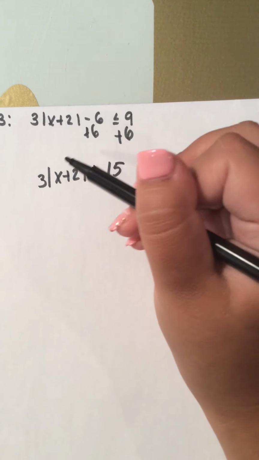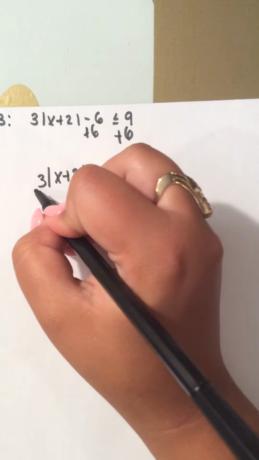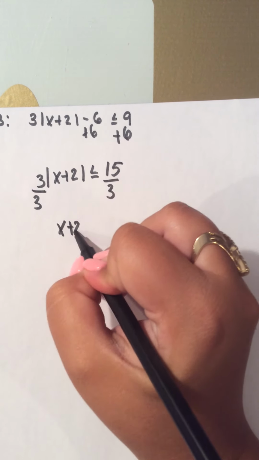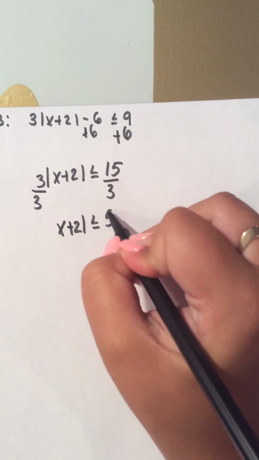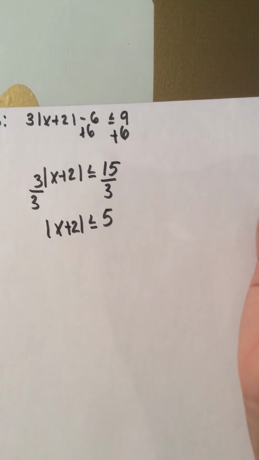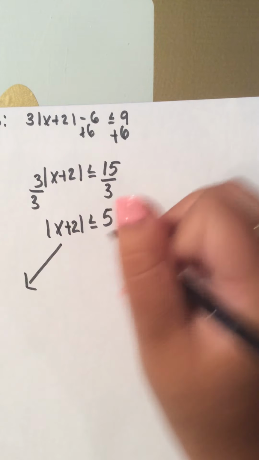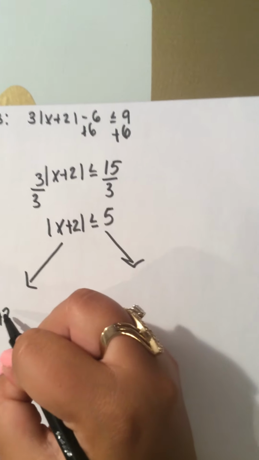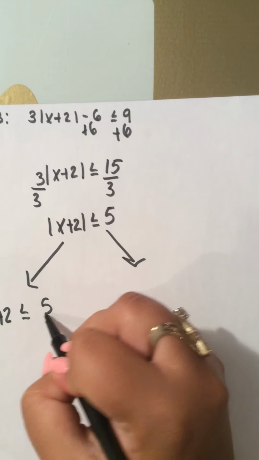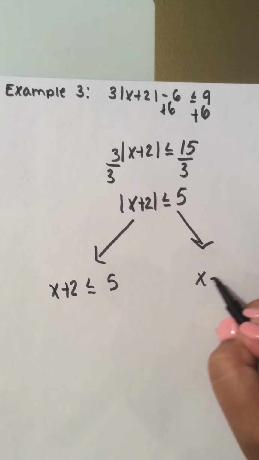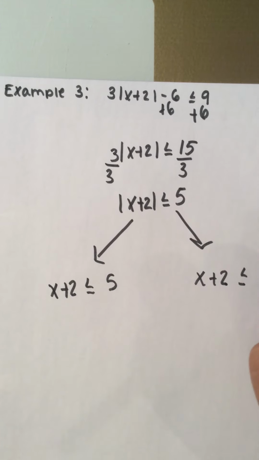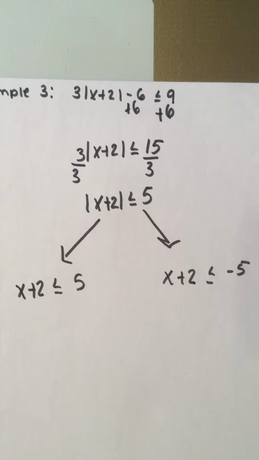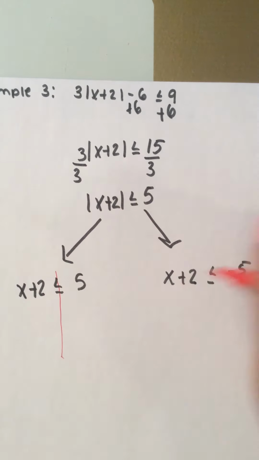Then absolute value is still not by itself. This 3 in front of the absolute value right here is actually being multiplied, so I'm going to divide by 3, divide by 3. Absolute value of x plus 2 is less than or equal to 5. Well, now the absolute value is by itself, so I'm going to break it down. So I'm going to have x plus 2 less than or equal to 5. X plus 2 less than or equal to negative 5. I know this one's kind of off. There we go.